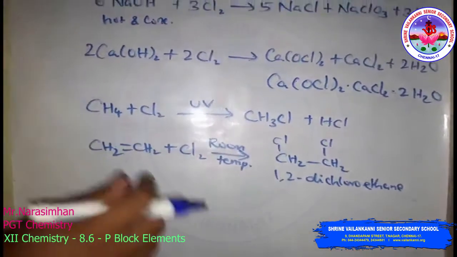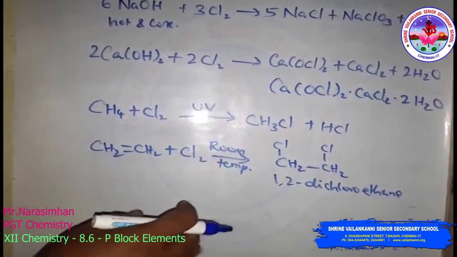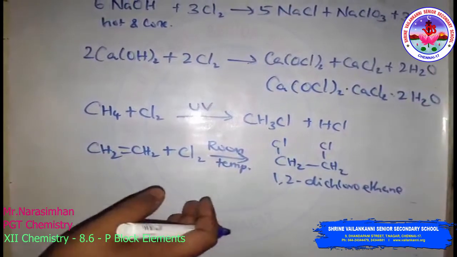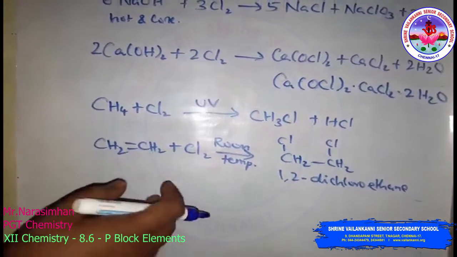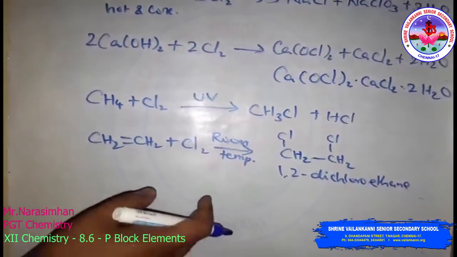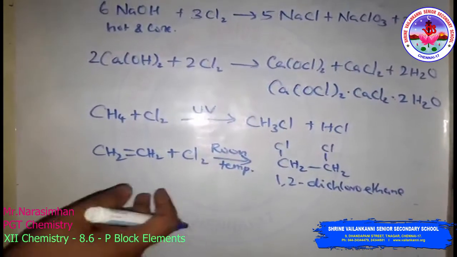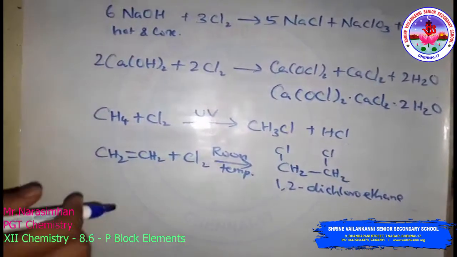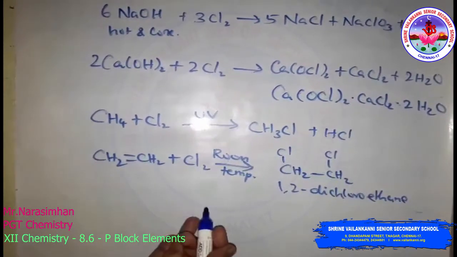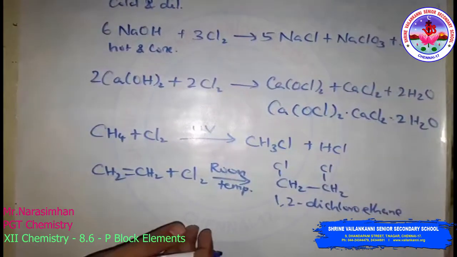Chlorine water on standing loses its yellow color due to the formation of HCl and HOCl, that is hypochlorous acid. The hypochlorous acid formed gives nascent oxygen, which is responsible for the oxidizing and bleaching properties of chlorine. Then it oxidizes ferrous to ferric, that is Fe2+ to Fe3+, and sulfite to sulfate, SO3 to SO4.